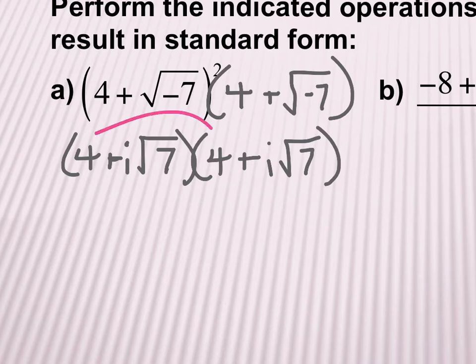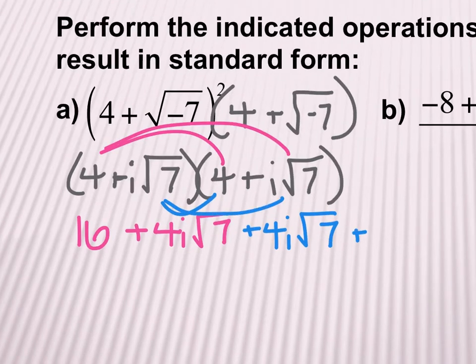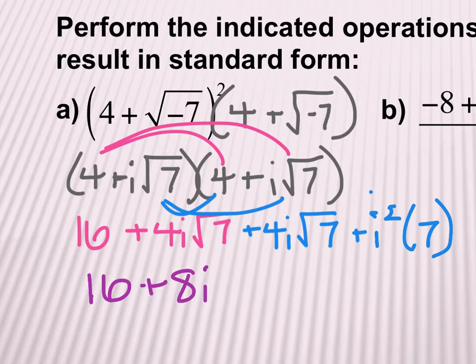And then FOIL it out. So 16, positive 4i root 7, positive 4i root 7, and i squared and square root 7 times square root 7, which is just 7. So this becomes 16 plus 8i root 7. This becomes a negative 1, so this is a minus 7.